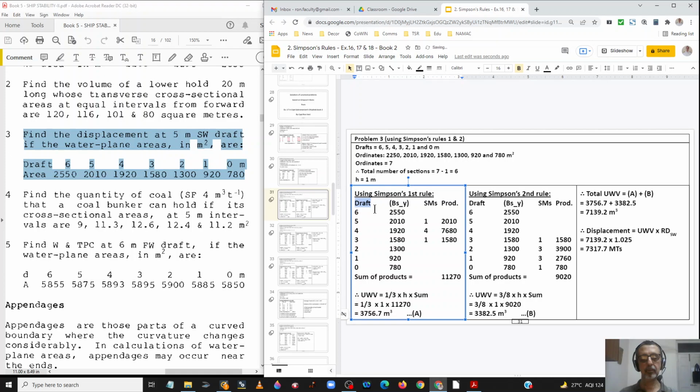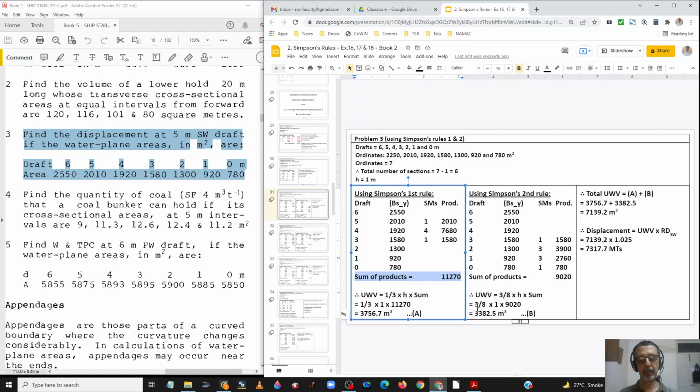Since we have full breadths, the ordinates are as per this problem. The Simpson's multipliers that I'm going to use for the drafts 5, 4 and 3 meters are 1, 4 and 1. And therefore, when we multiply the ordinates with the Simpson's multipliers, we get the product. And I'm going to add this. The sum of these three products is equal to 11,270.